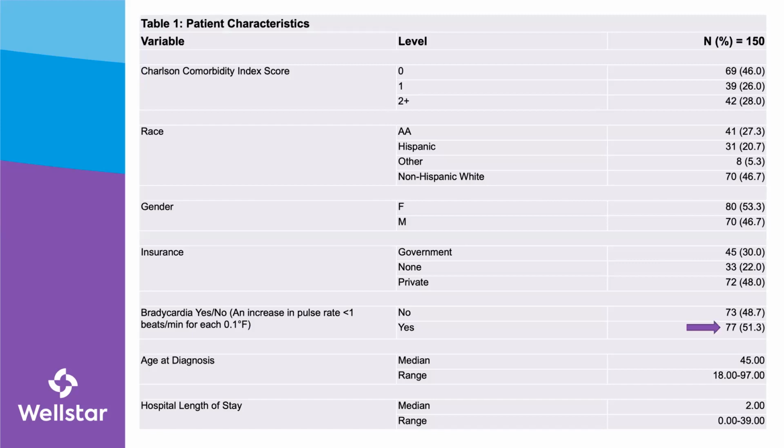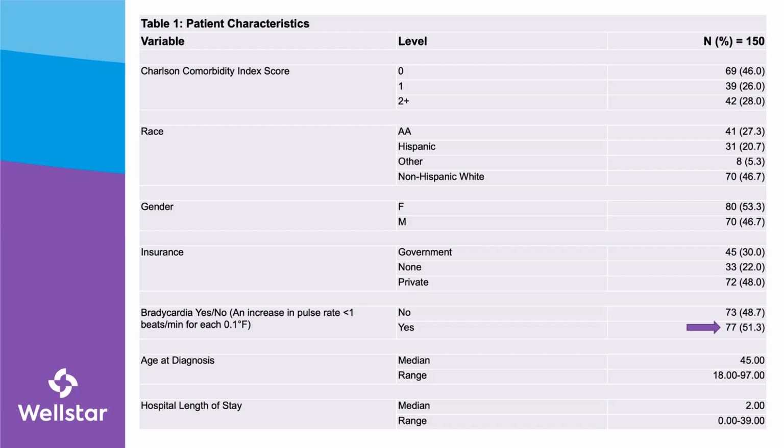So the following table depicts the patient characteristics of this study. In terms of the Charlson Comorbidity Index score, those with a score of 0 accounted for about 46%, a score of 1 accounted for about 26%, and a score of 2+ accounted for about 28%. In terms of insurance status, mostly patients had private insurance at about 48%, and then government insurance at 30%, none at 22%. And then the majority of patients as well had a pulse temperature deficit, with around 51% of the population having a pulse temperature deficit.